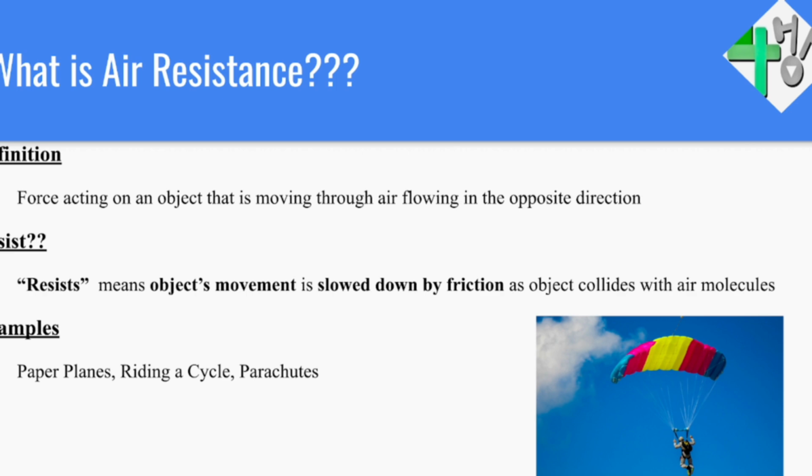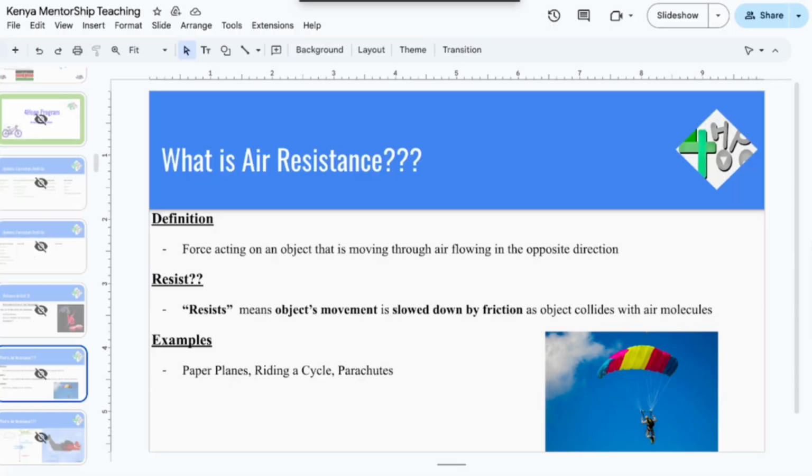Some good examples of this are paper airplanes. Paper is colliding with air molecules. Riding a cycle is also colliding with air molecules, as you're colliding with the wind, the breeze, as you're speeding. Also parachutes. The material of the parachutes is also colliding with the air molecules. I'm going to give you guys a good video to take a look at. This video is from Advisory Science.